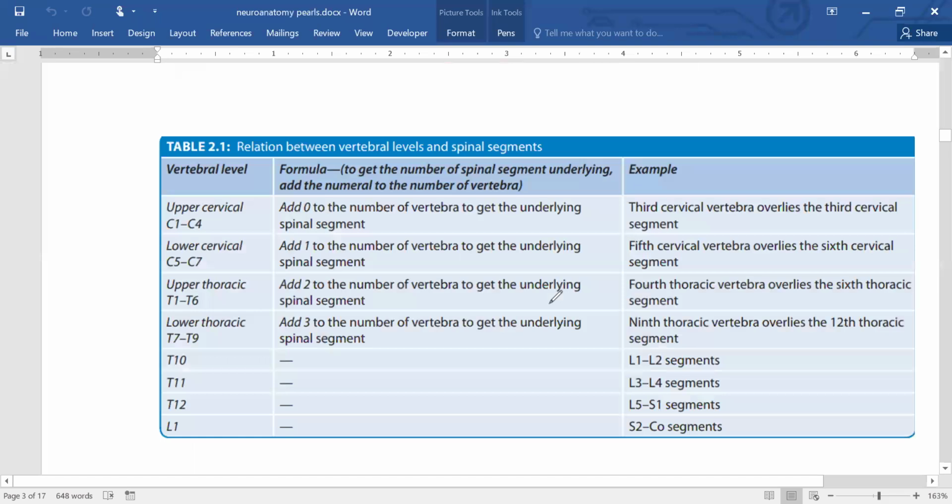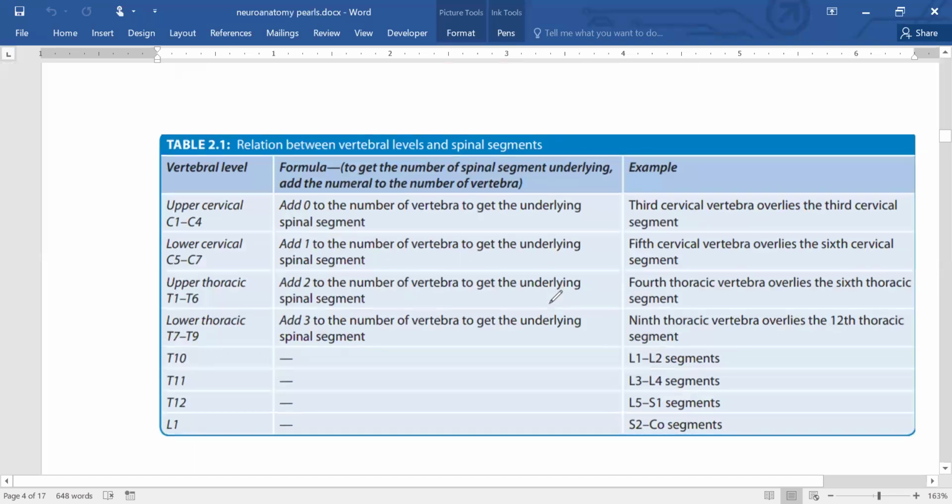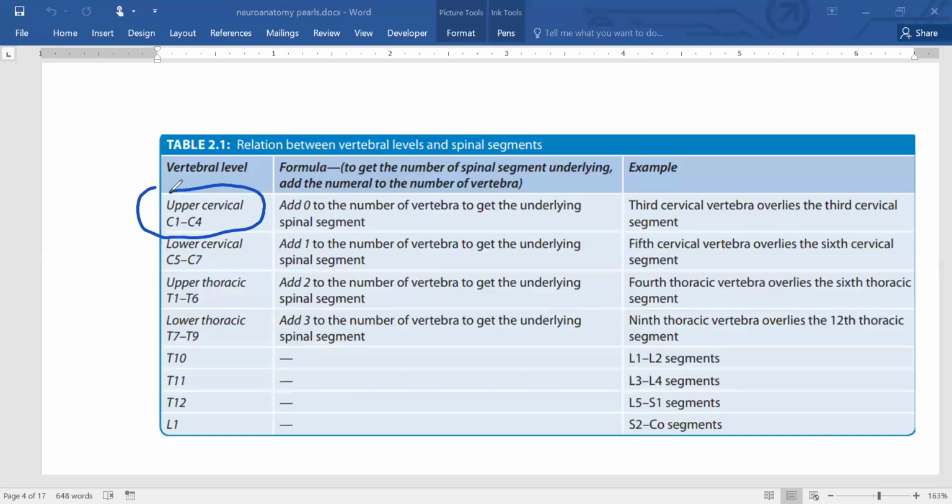So another important question usually asked in MCQs. Now this is the relationship between the vertebral levels and the spinal segments. Now the formula is that in the upper cervical region, C1 to C4, the same segment is present in front of the same vertebral body. So the third cervical vertebra overlies the third cervical segment.